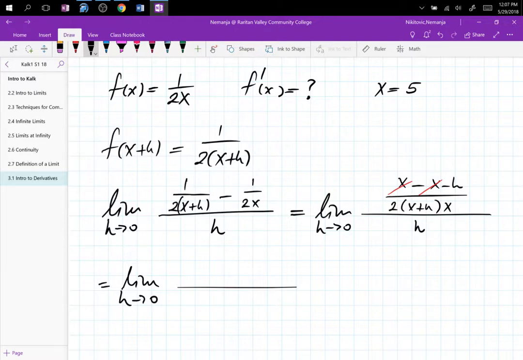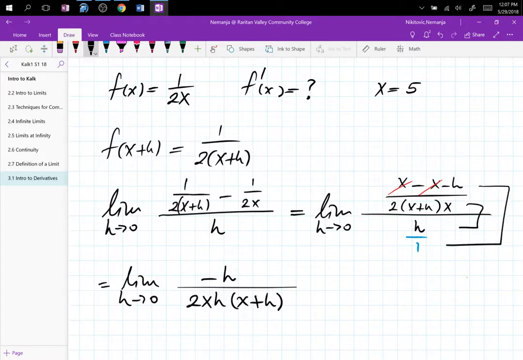We can write over 1 and then do the double fraction. So 1 times negative h is negative h, and in the denominator we have 2xh times x plus h. So the 2 that are far apart multiply, and the 2 that are close by multiply for the double fraction, if you remember a over b over c over d.